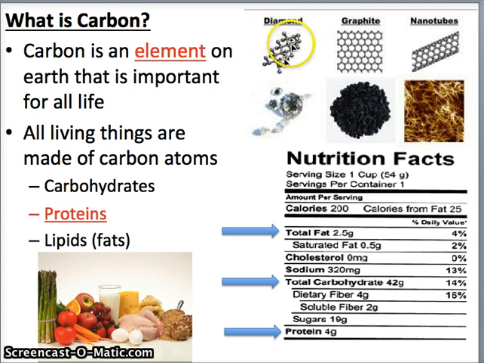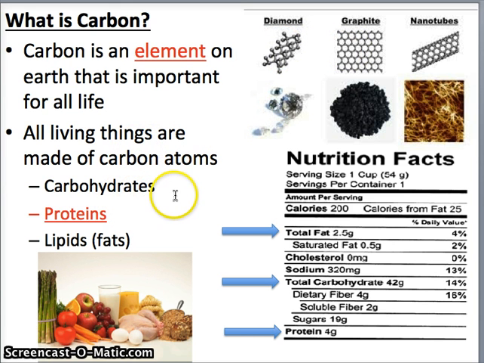If you rearrange carbon atoms in this way, it makes diamond. If you rearrange them in this way, it makes graphite, which is pencil lead. And this is another way of arranging carbon atoms, which are nanotubes. This is really new technology that is used in a lot of electronic devices like cell phones. But nevertheless, we need carbon to survive.